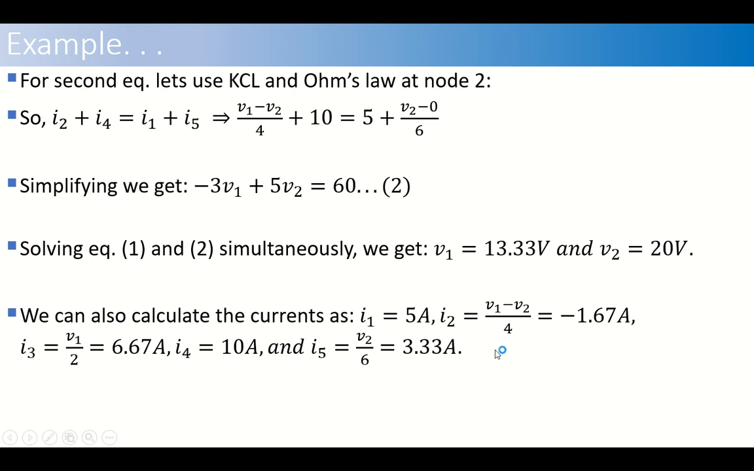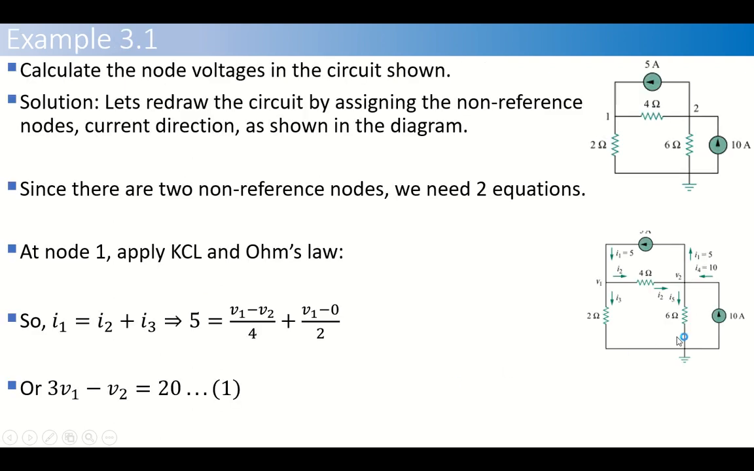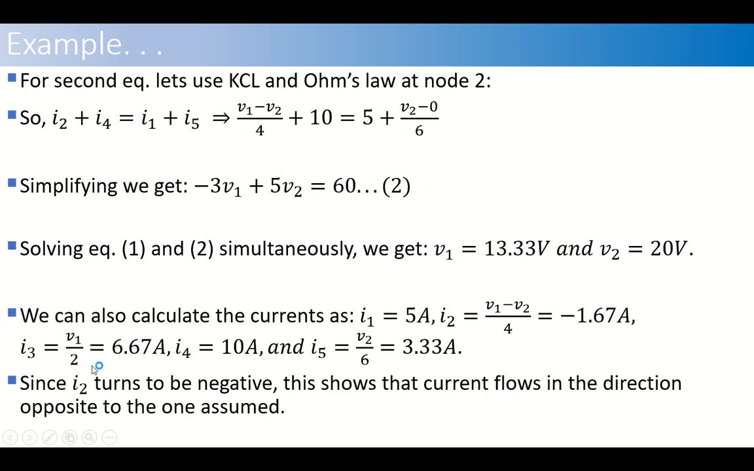Now we can calculate the currents. I1 we already have as 5 ampere, and I2 is (V1 minus V2) divided by 4, which is minus 1.67 ampere. I3, if we see the circuit, is V1 divided by 2, so substituting the value of V1, I3 will be 6.67 ampere. Similarly, I4 we have as 10 ampere, and I5 is (V2 minus 0) divided by 6, which is 3.33 ampere.